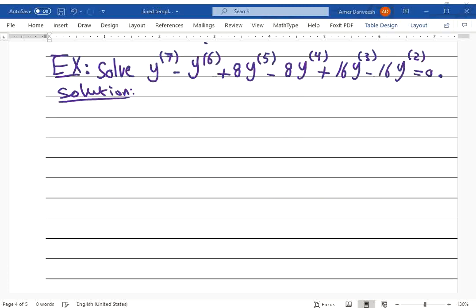Now example number 2: solve the equation y to the 7th derivative minus y 6th derivative plus 8y 5th derivative minus 8y 4th derivative plus 16y 3rd derivative minus 16y 2nd derivative. So here we have an equation of order 7.